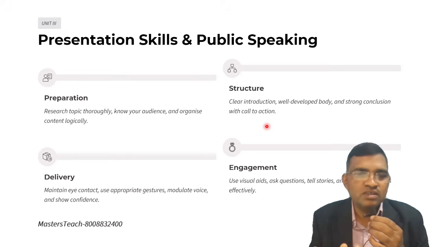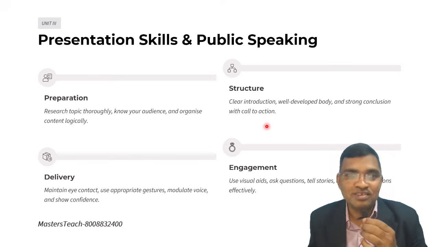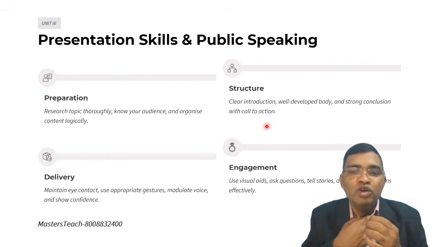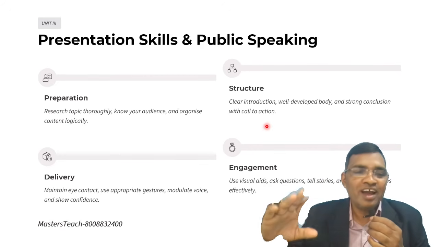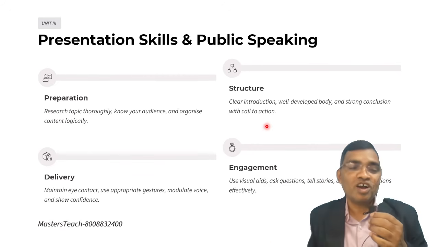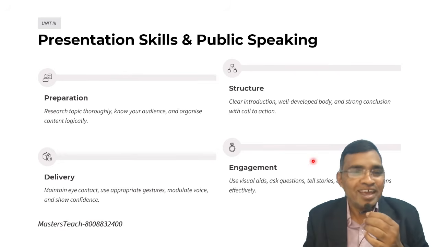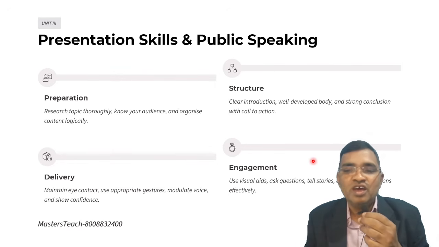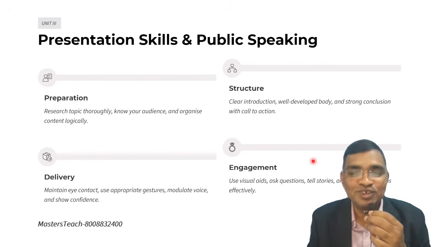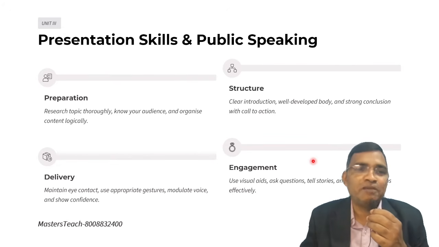Then delivery. When you are delivering the message, have eye contact and use appropriate gestures. Use a modulated voice, that means you have to change the voice, and you have to show that you are confident. That way you have to deliver. Engagement means, not marriage engagement, you have to ask questions, show visual aids, tell stories, and handle questions effectively. These are the presentation skills and public speaking.